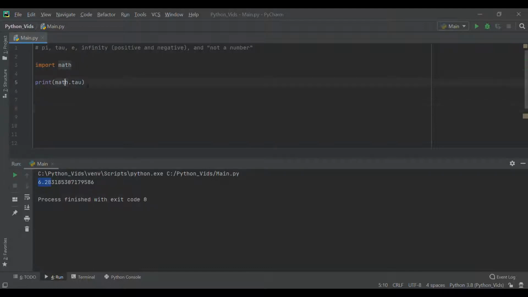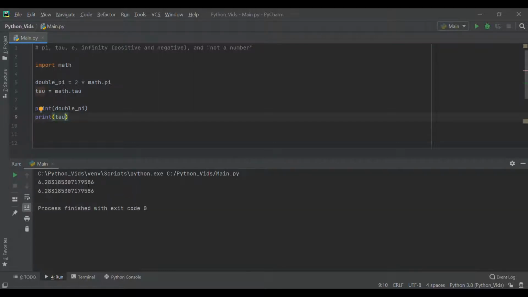Let's make a variable, and we'll call it double_pi. And let's set that to equal 2 times what we know to be math.pi. And let's make another variable and call it tau, and we'll just set it to math.tau. So right now we have double_pi, which is 2 times math.pi, and we have tau, which is math.tau. There's a couple of things we can do to try to test this out. One is we can just print both of these. So let's print double_pi, and let's print tau, and let's run it and see if they come back with the same thing, and they do.